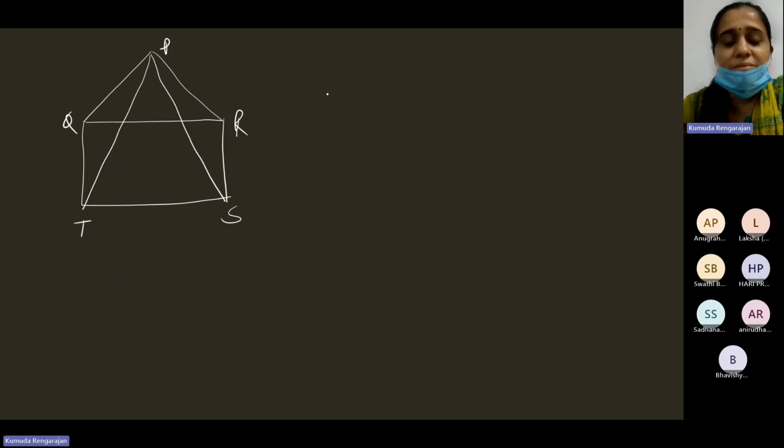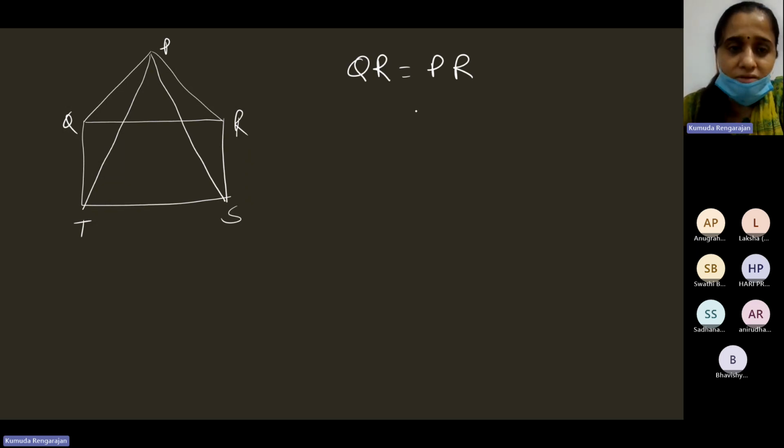Please help me get started, or I'll just write the first one, then you continue. So QR is equal to PR, correct? QR is the side which is common to the triangle and the square. So I'm writing QR is equal to PR. That is, the common side is equal to one side of the triangle. Now you complete the next one.